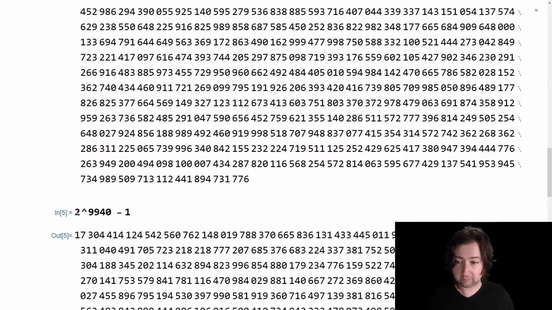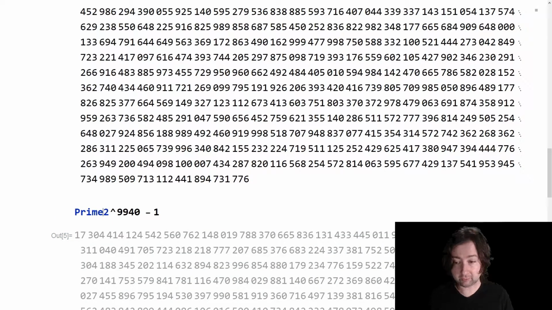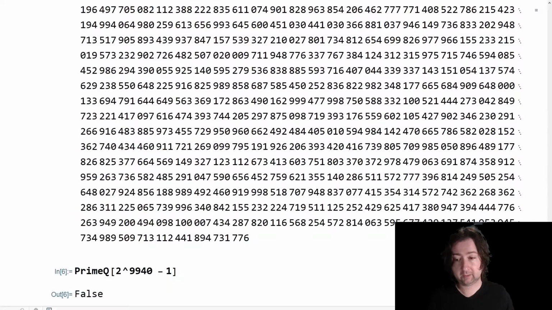Well, there are many operations in Mathematica, Boolean operations, that produce true or false results that will tell you about properties that a particular number might have. Frequently, the Q is attached to those functions. It's a query. So this is a function that's asking, is the number that you've input prime? And in this case, the number is not prime.